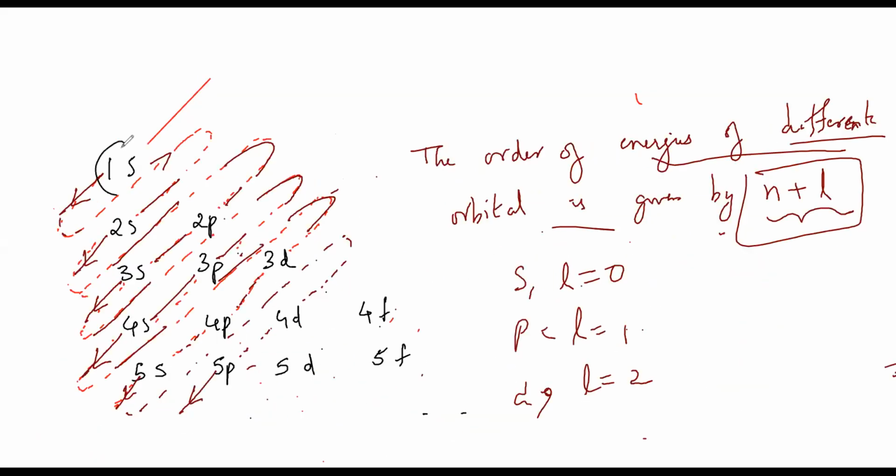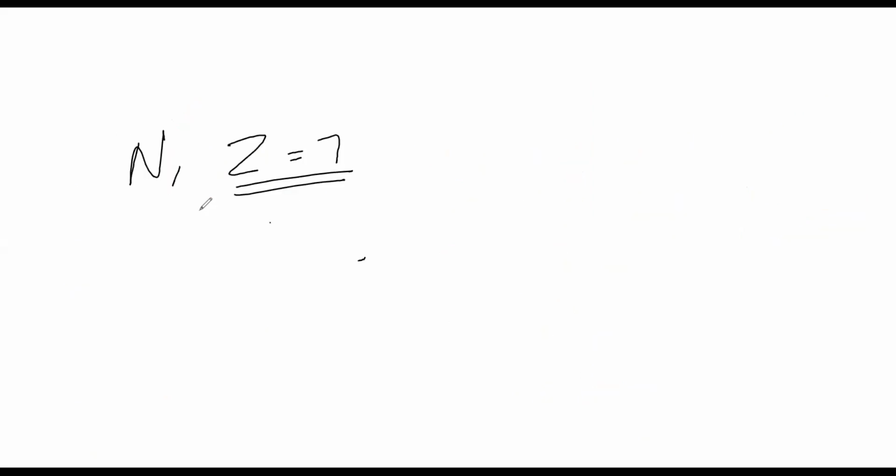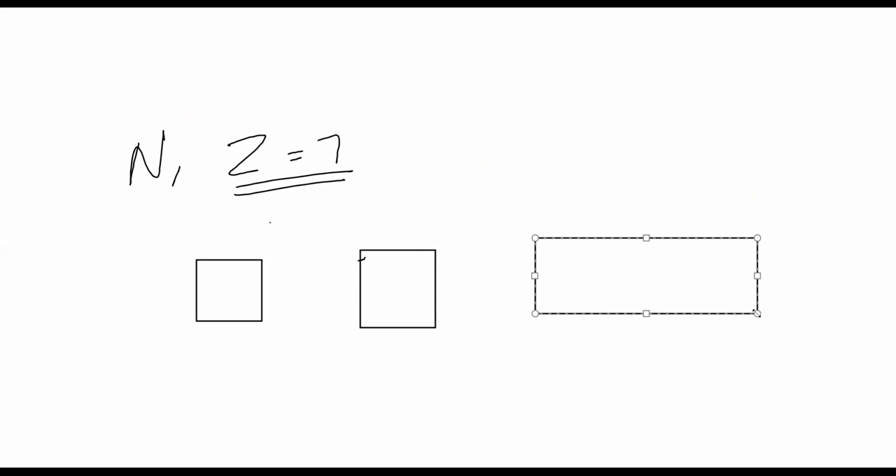This is 1s, so it can hold 2 electrons. 2s, correct? Then 2p. I am just drawing these: 1s, 2s, and 2p. This is my 1s, 2s, and 2p, which should be big because it can hold a maximum of 6 electrons. By using the Aufbau principle, I'm writing it down: 1s, 2s, 2p, because Z is equal to 7. So how do I fill it?